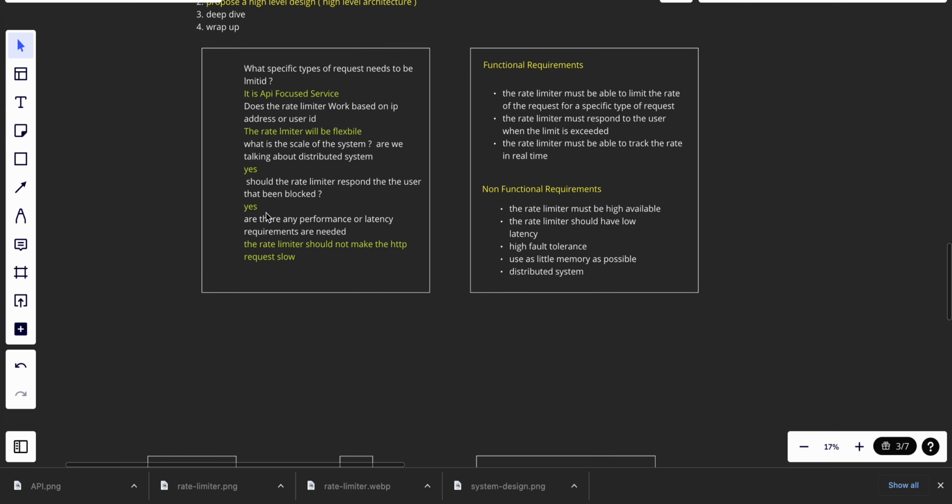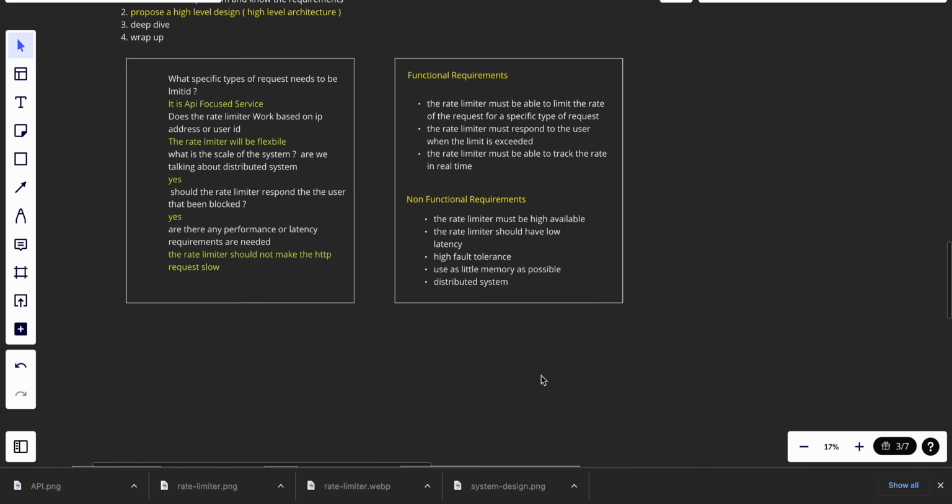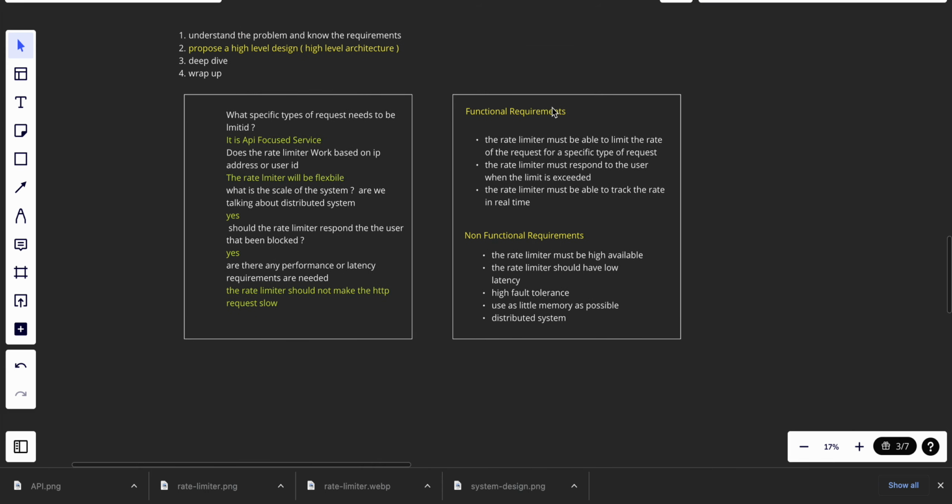The other one, should the rate limiter respond to the user that is being blocked? Yes. And are there any performance or latency requirements? Basically, the rate limiter should not make any HTTP request too slow, so we need super low latency. From these questions, we get to our functional and non-functional requirements. The rate limiter must be able to limit the rate of requests for a specific type of request. It must respond to the user when the limit is exceeded. It must be able to track the rate in real time.